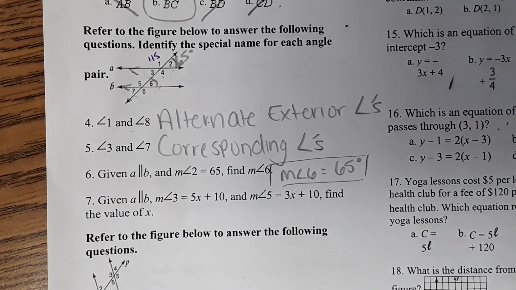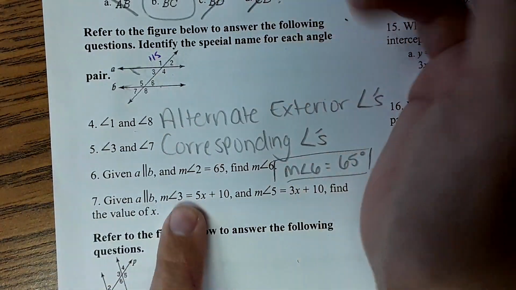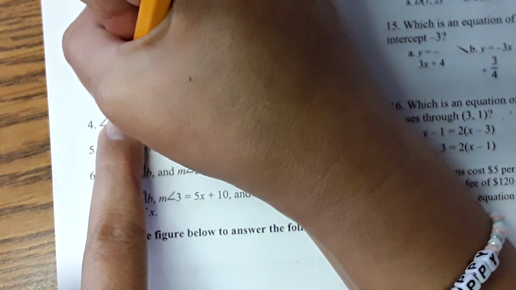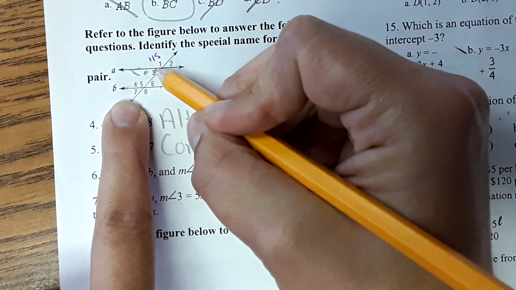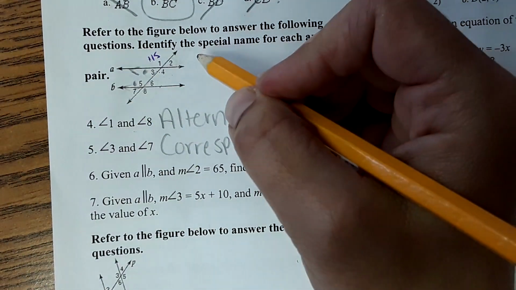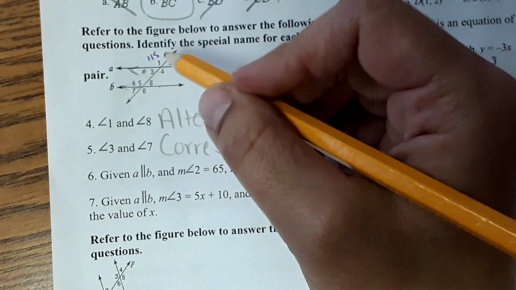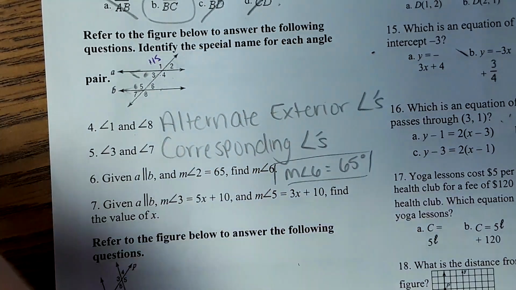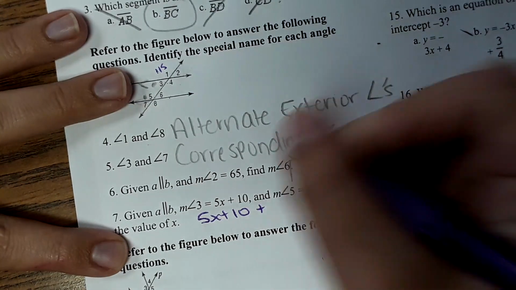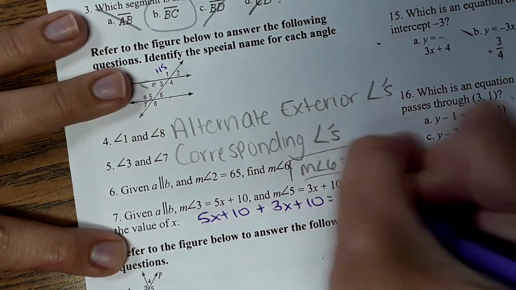For the next one, number 7, it says, given A is parallel to B, it gives us the measure of angle 3 and the measure of angle 5 in an expression. So these two angles here. Now these two angles, one is acute, one is obtuse. They're definitely not equal. We can see that. So what they are going to be is supplementary. So the way we'll set this up is 5x plus 10 plus 3x plus 10 equals 180.